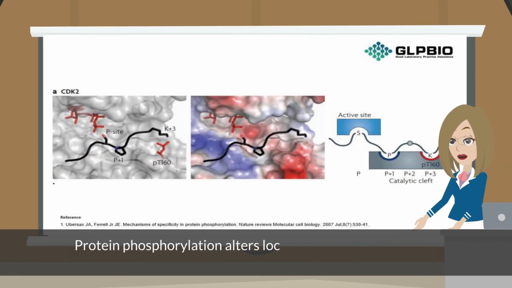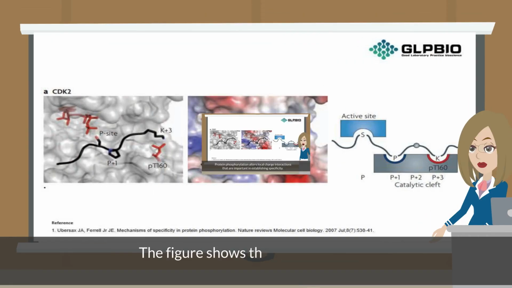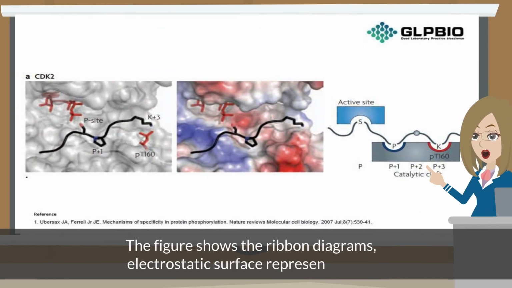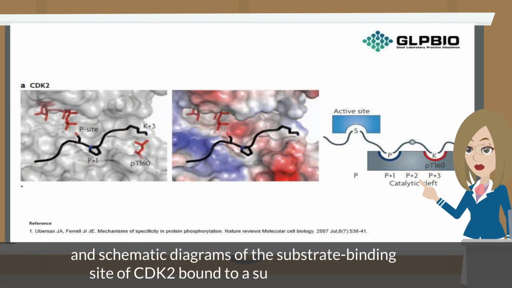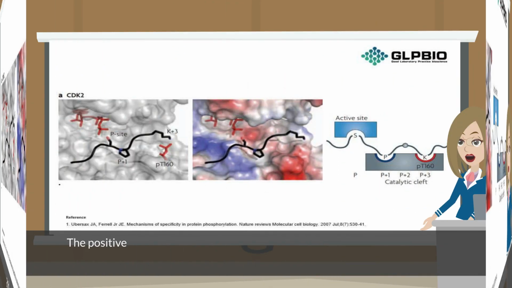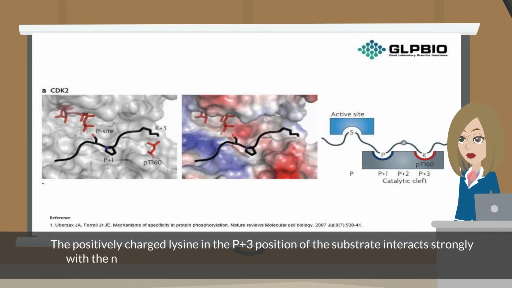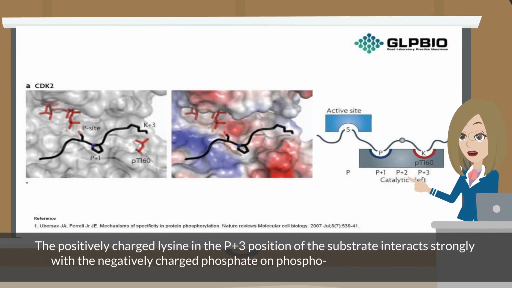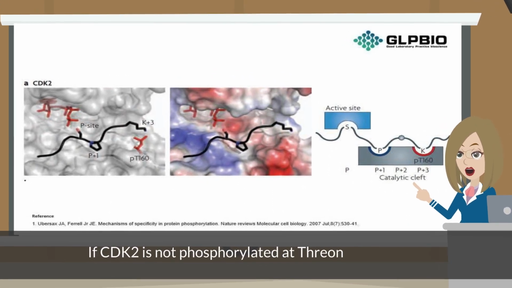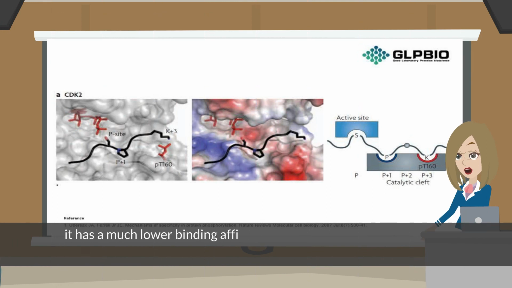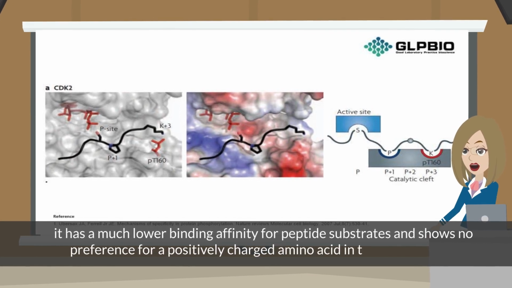Protein phosphorylation alters local charge interactions that are important in establishing specificity. The figure shows the ribbon diagrams, electrostatic surface representations and schematic diagrams of the substrate binding site of CDK2 bound to a substrate peptide. The positively charged lysine in the P+3 position of the substrate interacts strongly with the negatively charged phosphate on phosphothreonine 160 of CDK2. If CDK2 is not phosphorylated at threonine 160, it has a much lower binding affinity for peptide substrates and shows no preference for a positively charged amino acid in the P+3 position.